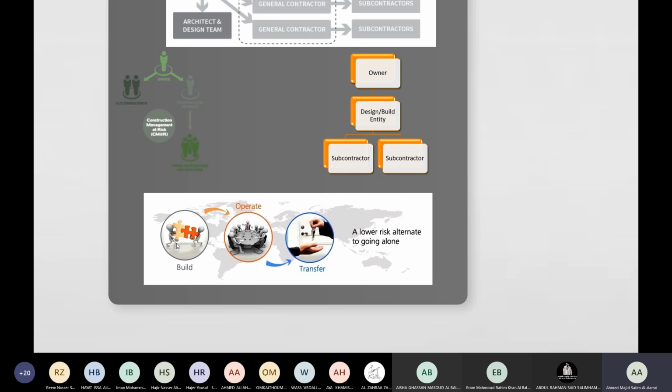Is the concept of build, operate, and transfer, or BOT, clear? Is it clear?